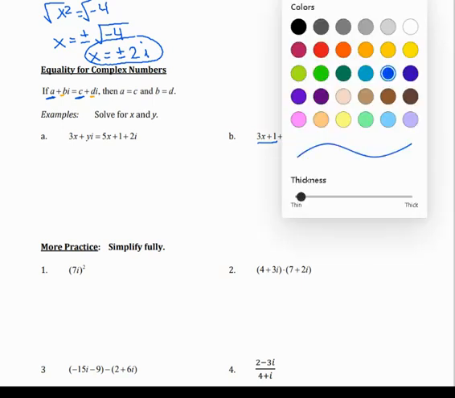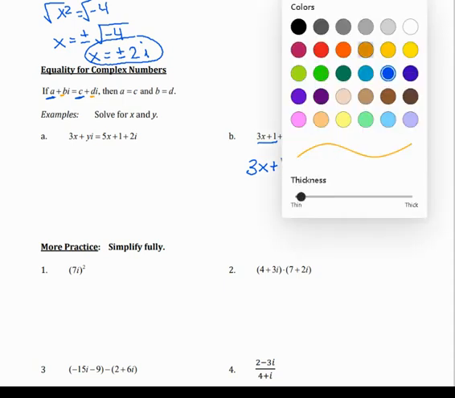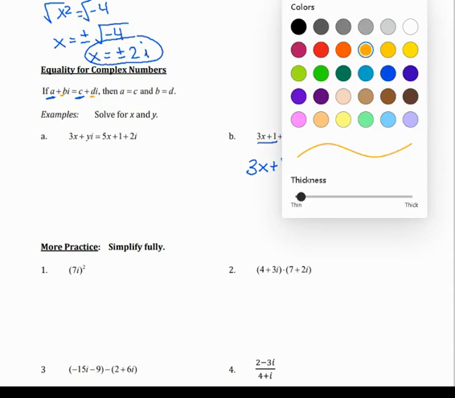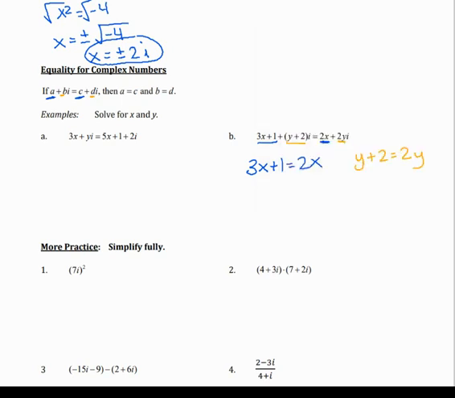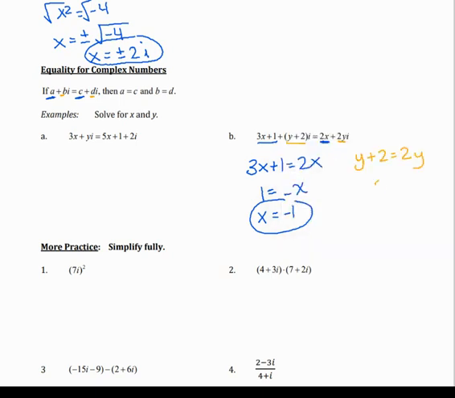equation is 2x. So I'm going to set those equal to each other. 3x plus 1 equals 2x. Then I'm going to set the imaginary parts equal. So y plus 2 is attached to the i, and 2y is attached to the i. So I will set those equal to each other. Now I'll go ahead and solve both scenarios here. I will subtract 3x, so x equals -1. And then I will subtract y, so y equals 2.